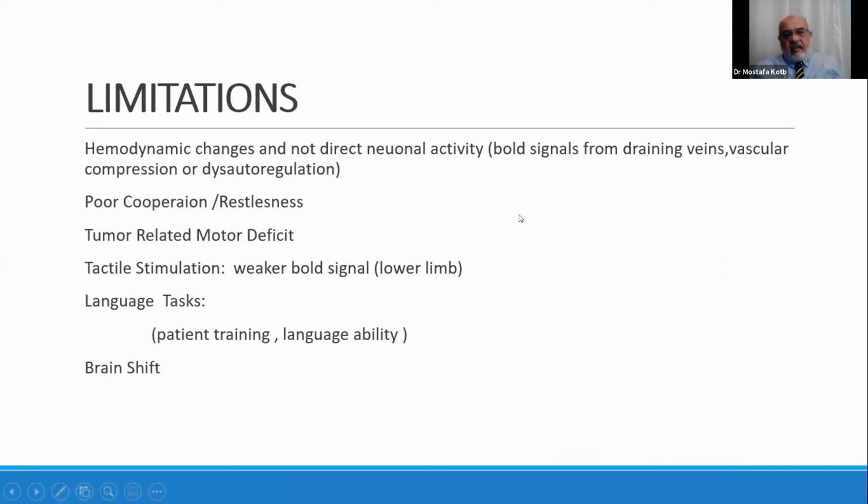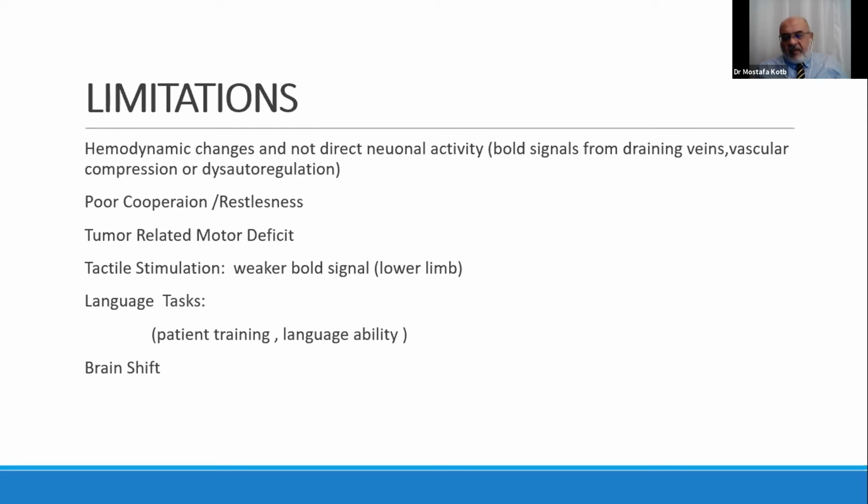Functional MRI has its limitations because it does not actually examine the function of the brain, but rather the hemodynamic changes, which are not direct neural activity. It needs a high level of cooperation and calmness of the patient. So in poorly cooperative patients, it cannot be done.